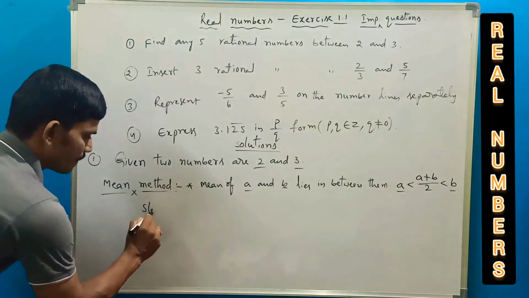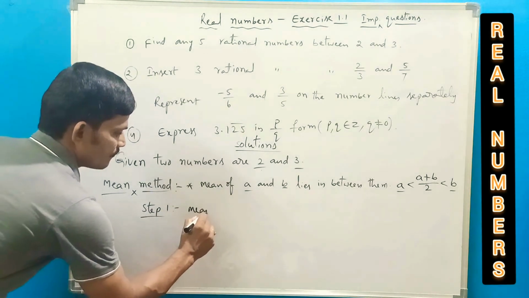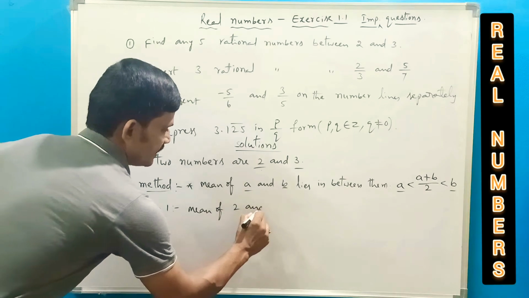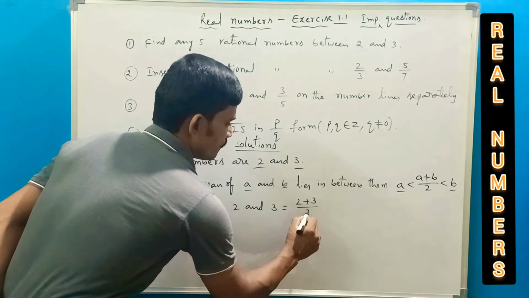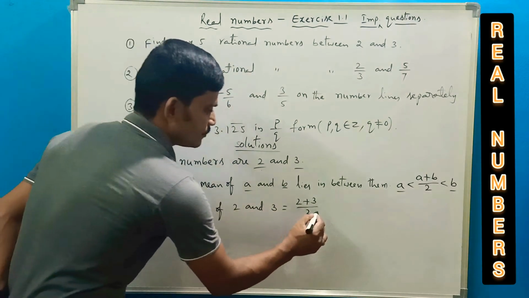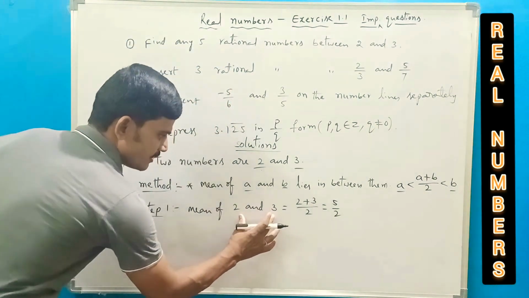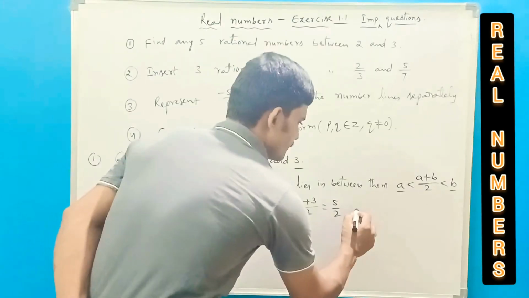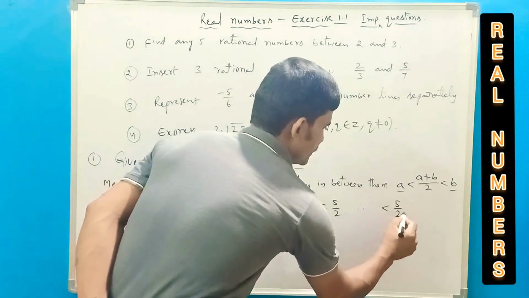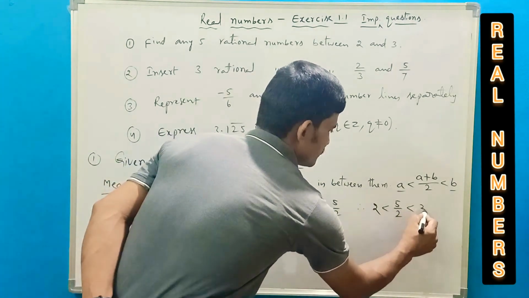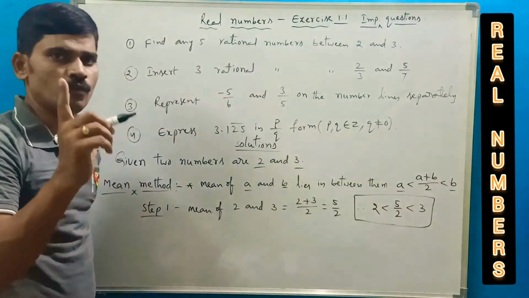Step 1, mean of 2 and 3 is equal to sum of the quantities by number of quantities. 2 plus 3 by 2, that is 5 by 2. So 5 by 2 lies in between 2 and 3. How do we write it? Therefore, 5 by 2 lies in between the 2 quantities 2 and 3. This is step 1. So we have inserted one rational number.